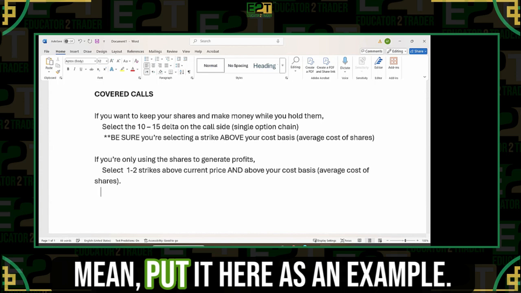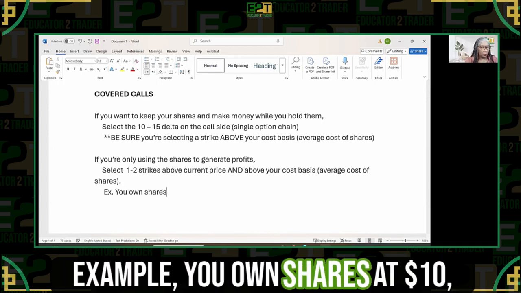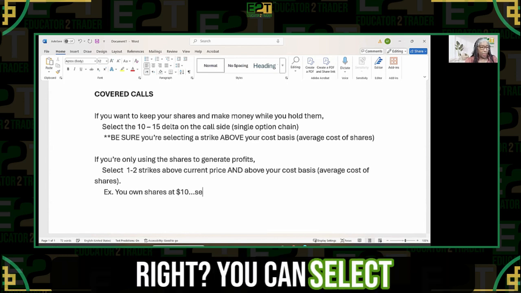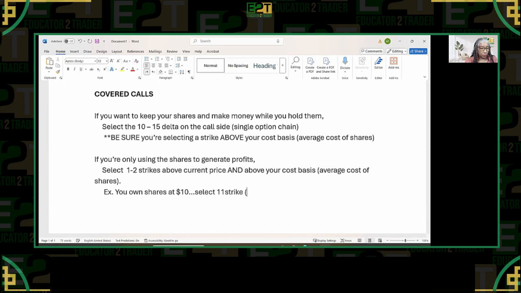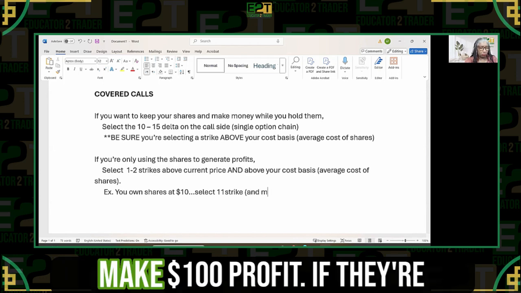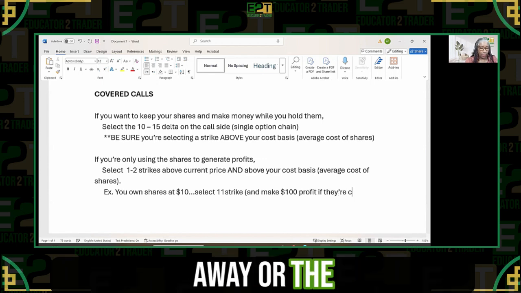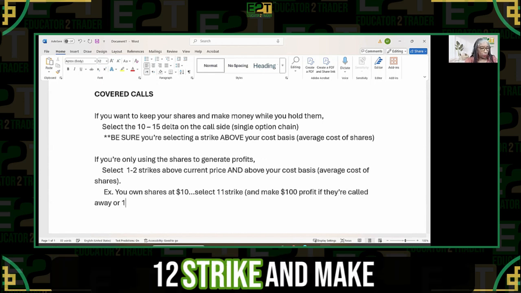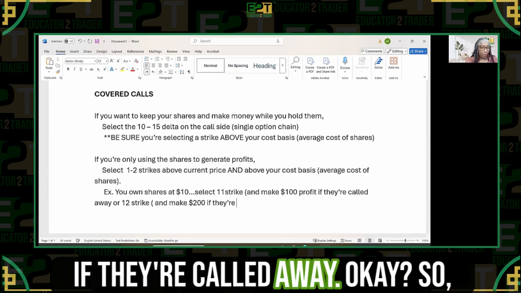Let me put that here as an example. You own shares at $10, right? You can select the 11 strike and make $100 profit if they're called away, or the 12 strike and make $200 if they're called away.